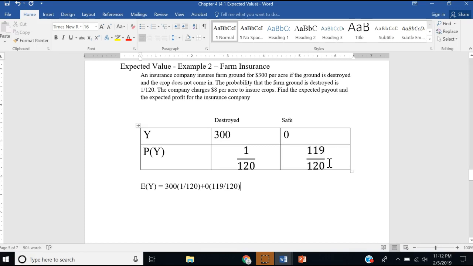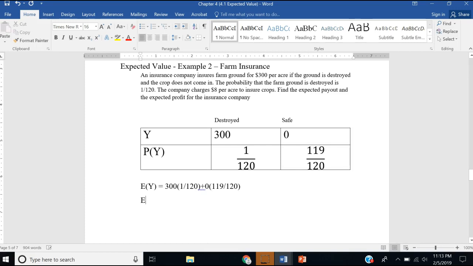Okay, so that's the rule we figured out in the last video. If you want to go back and check that, that's fine. Just take the outcome, multiply it times its probability, outcome, multiply it times its probability, and then add them up. It's really nice in this case since we're dealing with zeros. Whenever you're dealing with zeros, it's kind of nice. So 300 times 1 over 120 plus 0 times 119 over 120.